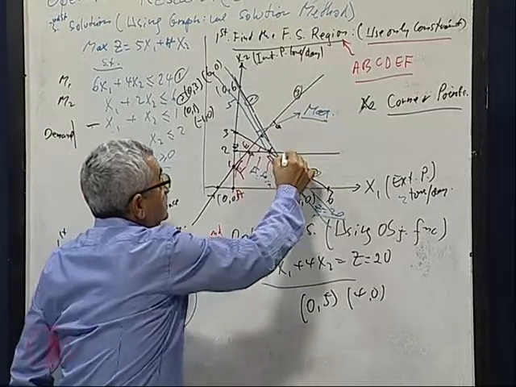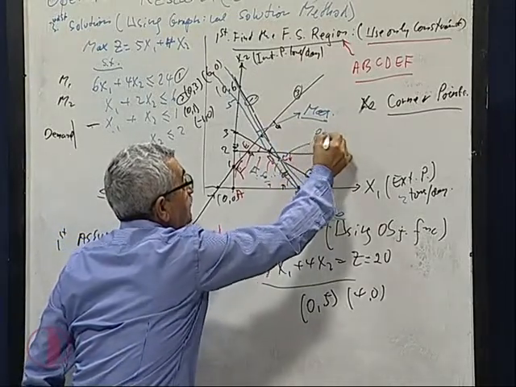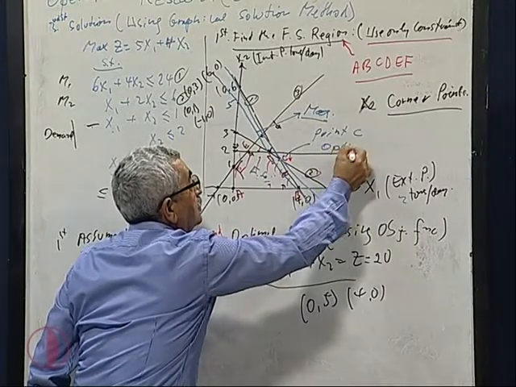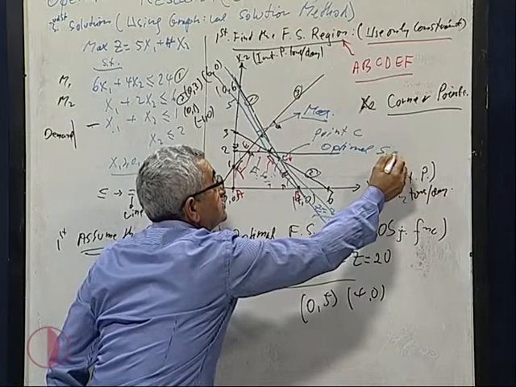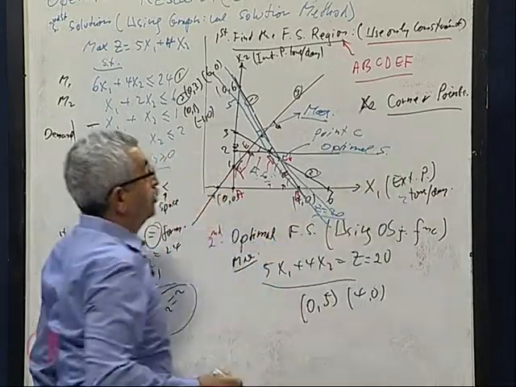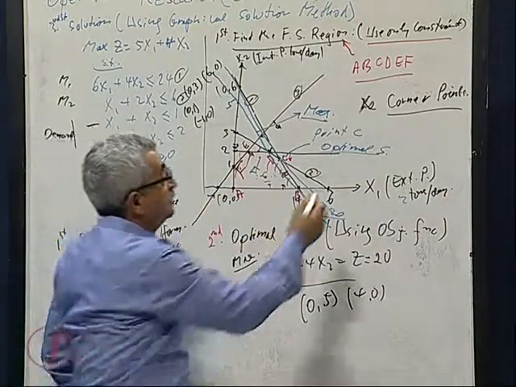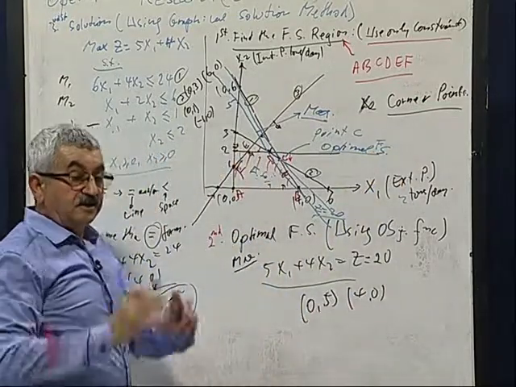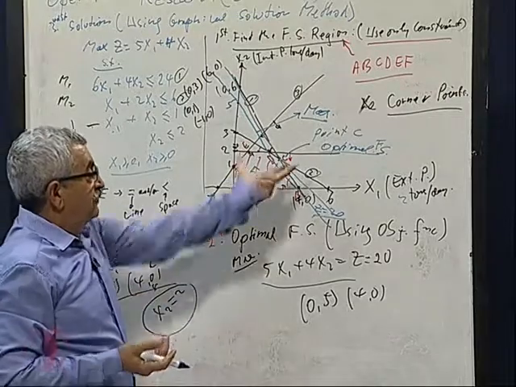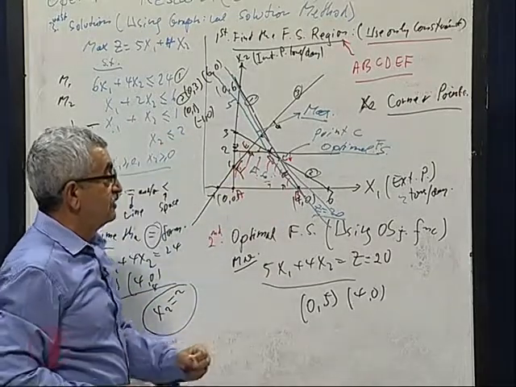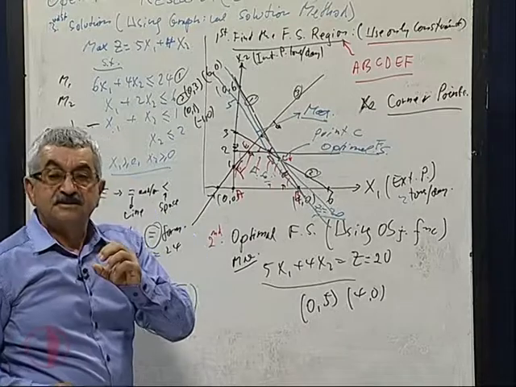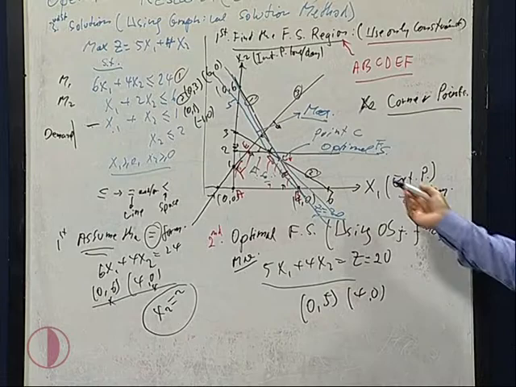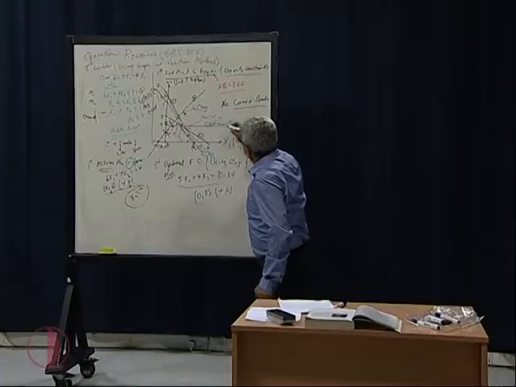So point C is the optimal solution over there. Optimal feasible solution. Don't forget, optimal feasible solution. The best solution, what does it mean? It should be feasible and it should be best among the feasible solutions.